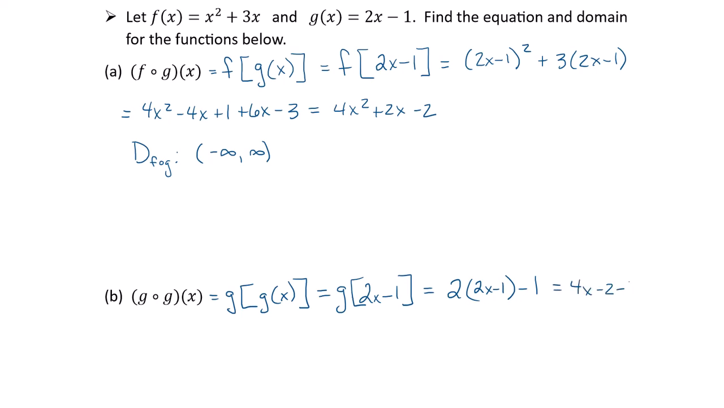4x minus 2 minus 1, so 4x minus 3. Again, the domain is going to be all x such that x is in the domain of g and g of x is in the domain of g. We have no domain restrictions here because we have no fractions and no even radicals. So our domain is negative infinity to positive infinity. We'll have a little more interesting example later on, but this is a good start.